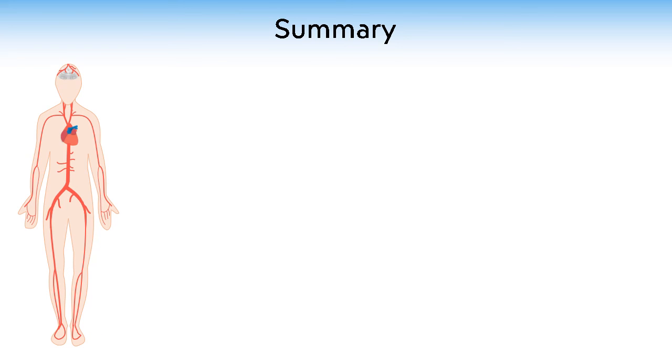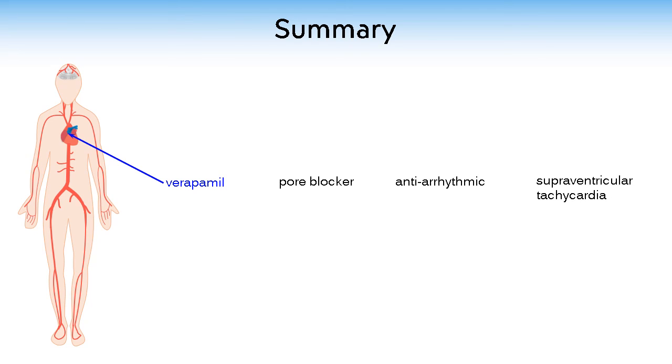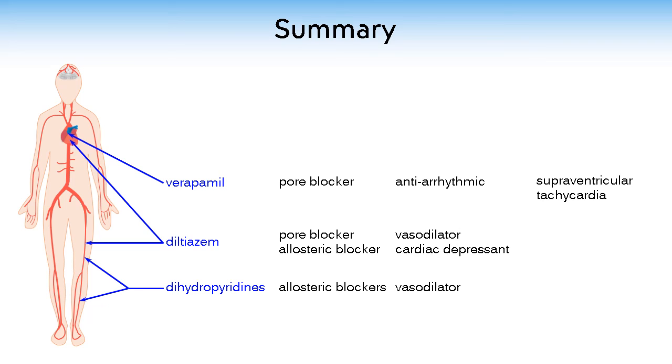To sum up what I've covered, the cardiovascular calcium channel blockers act on the Cav1.2 channel subunit. Verapamil is cardioselective because it acts as a pore blocker. That gives it antiarrhythmic properties, making it a useful treatment for supraventricular tachycardias. The dihydropyridines are allosteric blockers and cause vasodilation without depressing the heart. Diltiazem is both a pore blocker and an allosteric inhibitor and is therefore both a vasodilator and a cardiodepressant. Due to their actions and effects, dihydropyridines and diltiazem are both effective in the treatment of hypertension and angina. The choice of drug would depend on the presence or absence of other comorbidities.